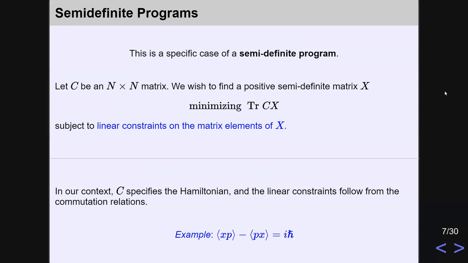So we've got a linear optimization problem. We constrain it to the space of positive semi-definite matrices. And moreover, there are some linear constraints on the matrix elements of X. These come from, for instance, the commutation relations. So for instance, the expectation value of XP and PX are not linearly independent.